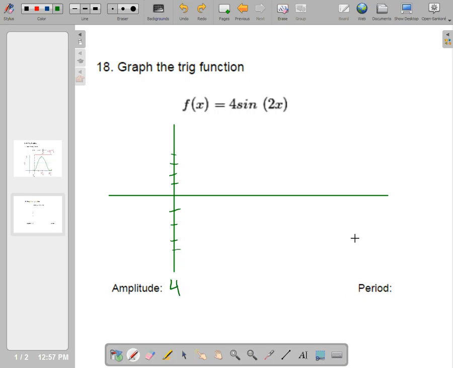And normally the period is 2 pi. In this problem, it's 2 pi divided by 2. So the period is just pi. So I'm going to draw 1, 2, 3, 4 notches. This is pi. And that'll be pi over 2.